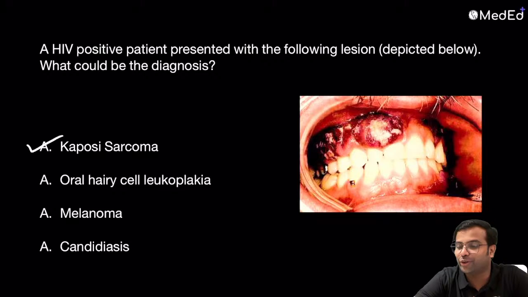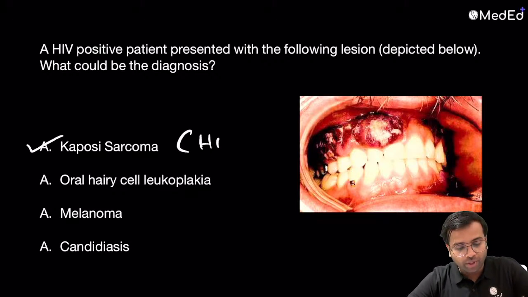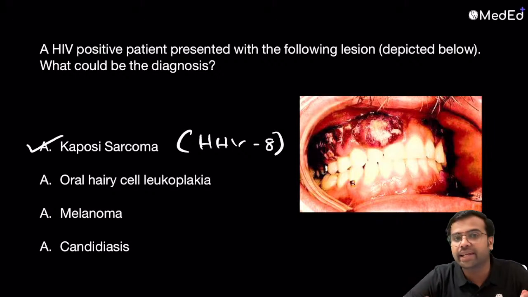Just waiting for you to answer in the chat box. Excellent. It is associated with human herpes virus 8. So remember that in patients of HIV, one of the most common malignancies is going to be Kaposi sarcoma, which is also associated with human herpes virus 8.